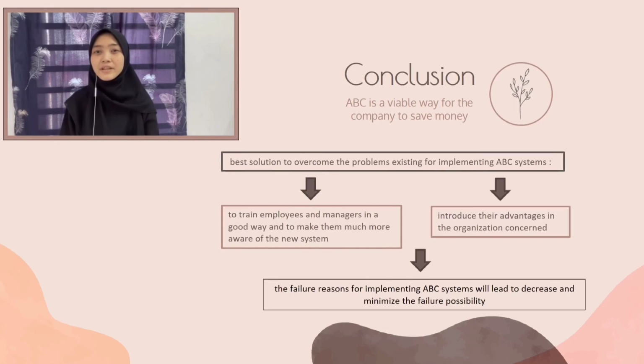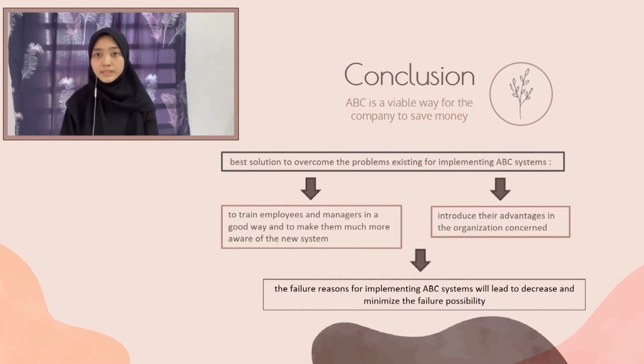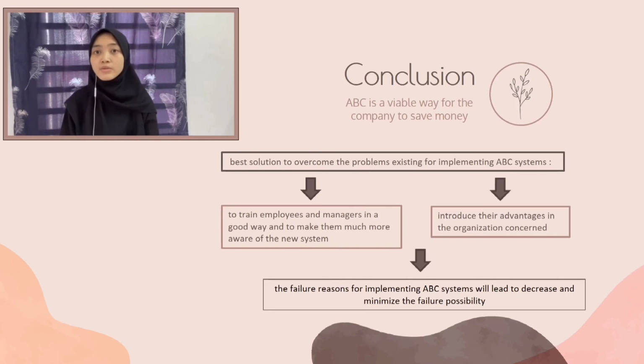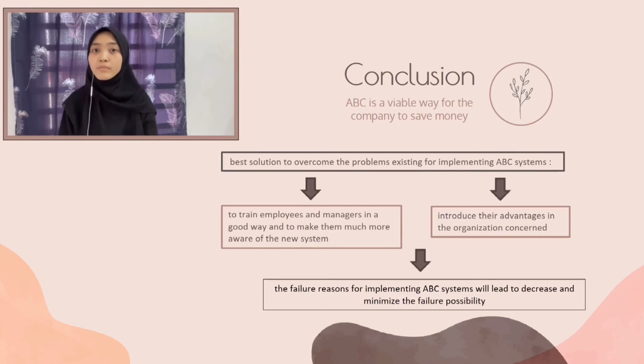To implement new informational management and budgeting systems like ABC in an organization is inevitable. For many different reasons, the success of such systems when implementing is not so high. Such reasons can be classified in the following five groups, including data reasons, technical weakness, user denial, organizational obstacles, and others. The best solution to the problems existing for implementing the ABC system is to train the employees and managers in a good way and to make them much more aware of the new system and also to introduce its advantages in the organization concerned.